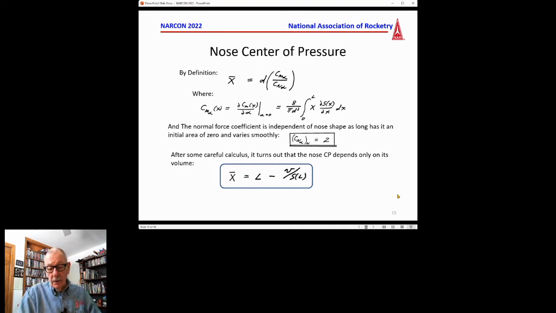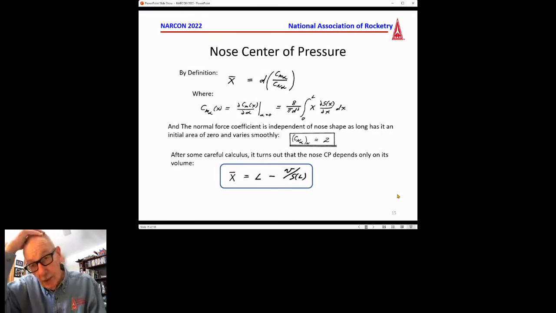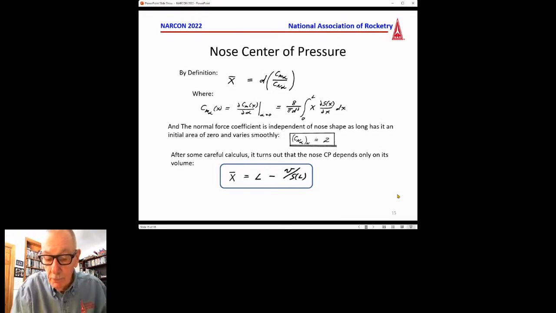It's pi over 6 times the length times the diameter squared. That's the volume of either an elliptical or a spherical nose cone. A parabola turns out to be simple again, not simple to derive, but simple to use, and that is 1/2 the length of the nose cone. So the numbers turn out to be fairly straightforward once you go to specific shapes. You get a much more complicated shape than that, and it really gets quite complicated.